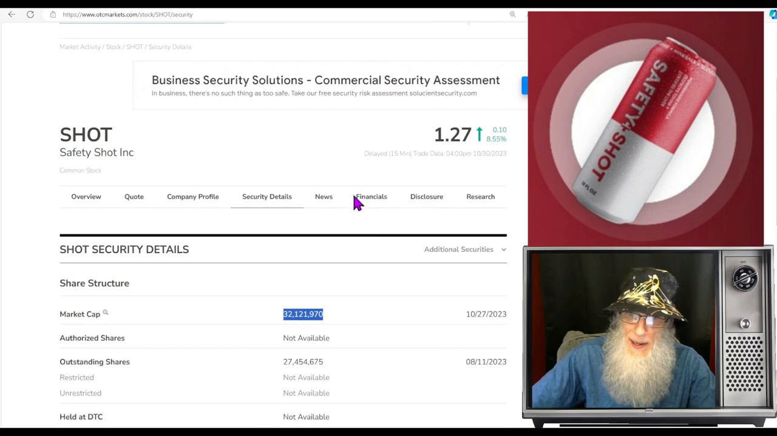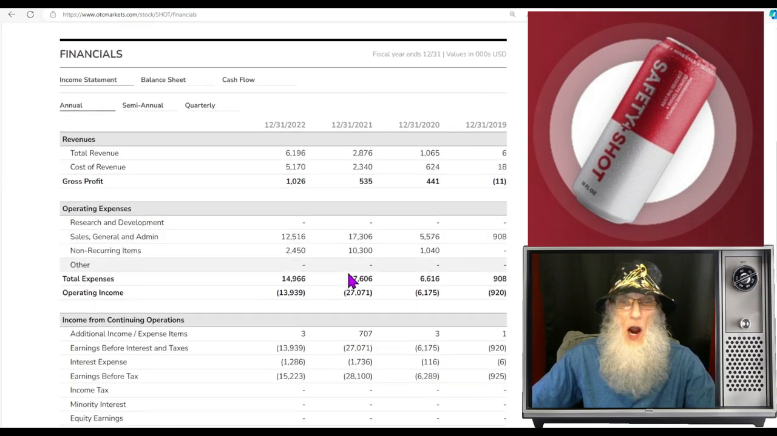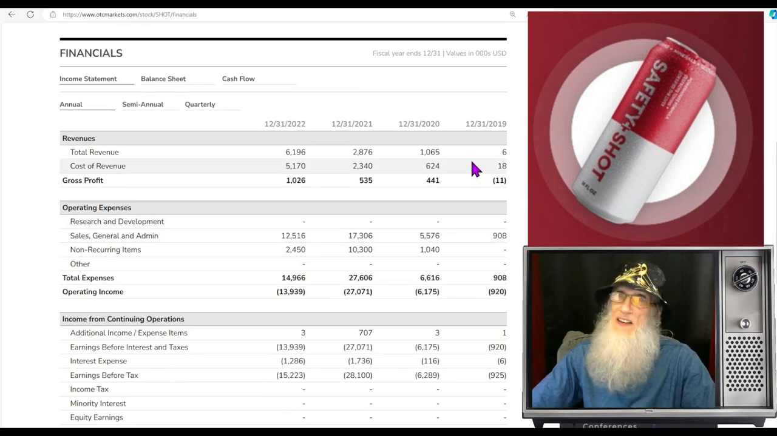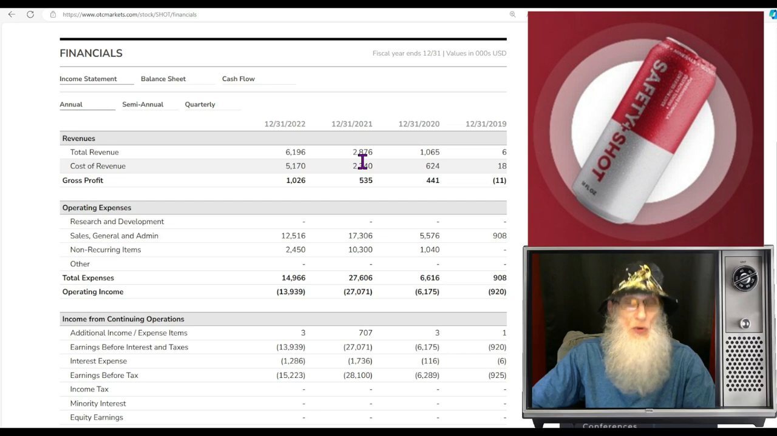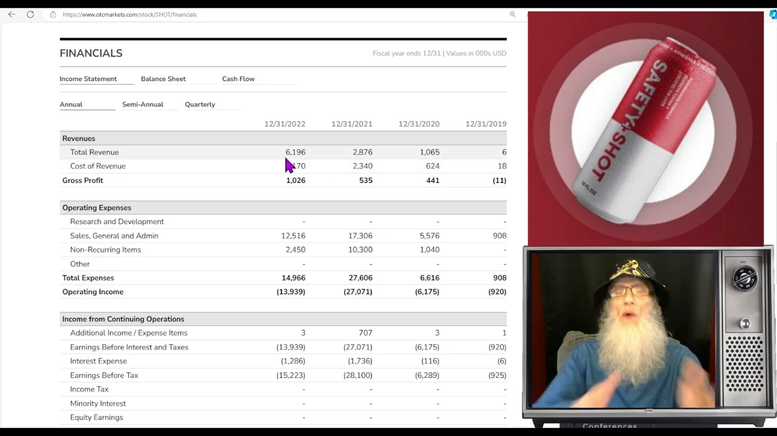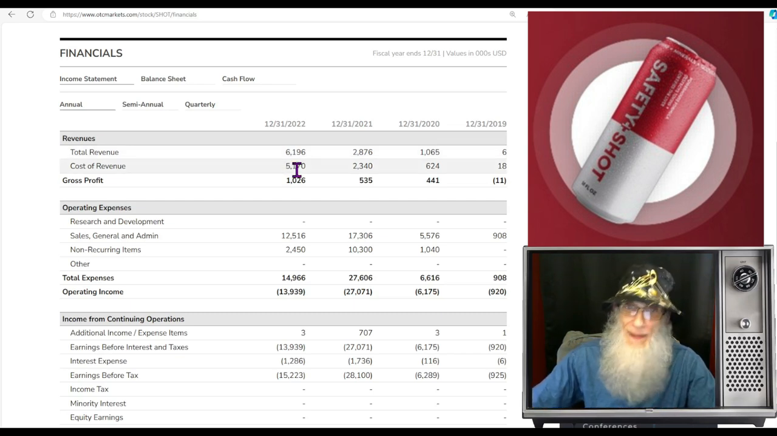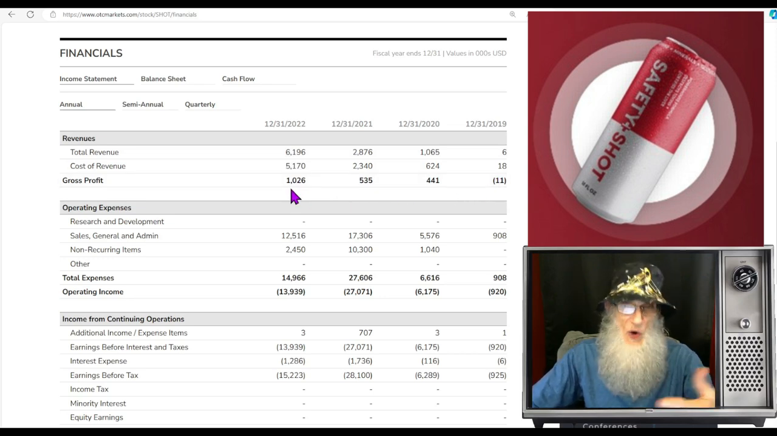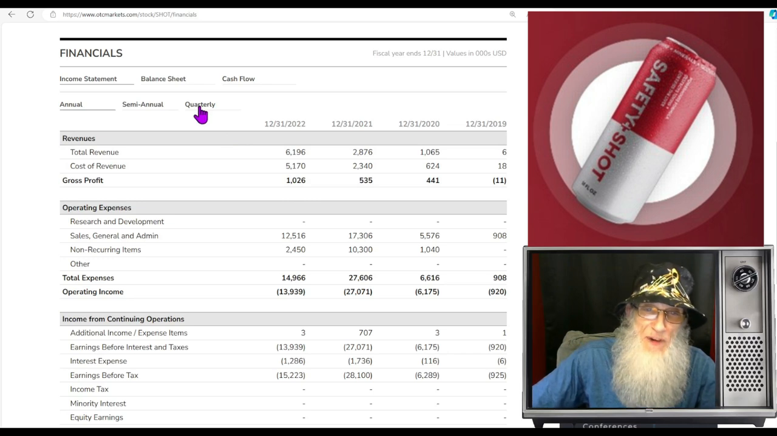Is SHOT making any money? Yes, they are, even before they launched this product. Back in 2019, they weren't making much, only $6,000. 2020, they kicked it up over $1 million. Then they kicked it up in 2021 to almost $3 million, and now they're over $6 million. And again, I say, before they even launched this primary product that they're so focused on. And they were pulling in profits all that time, well, most of all that time. And right now, they're over $1 million in profit.